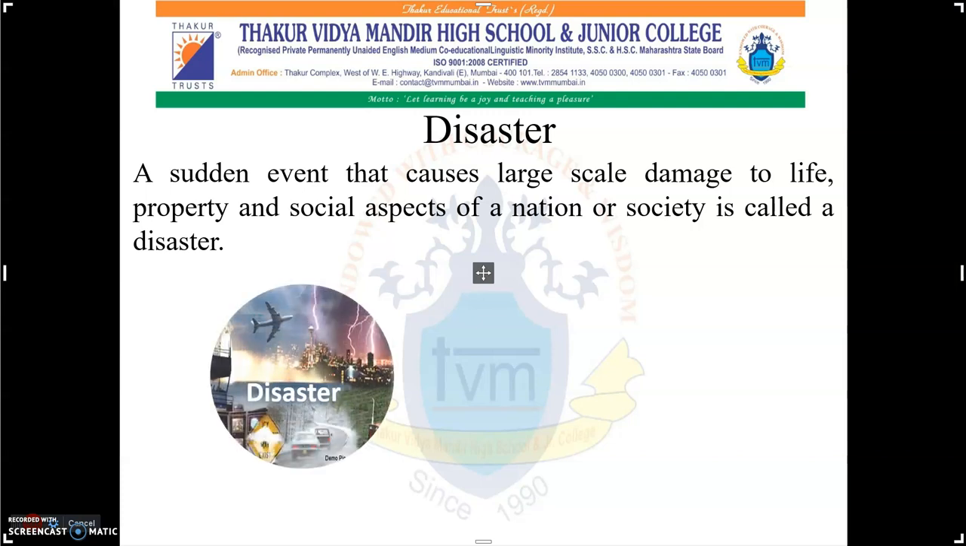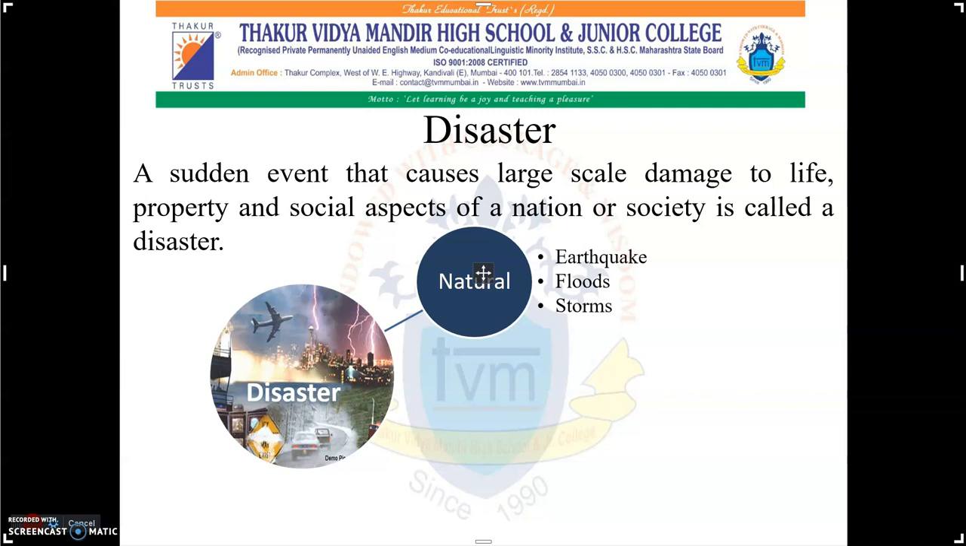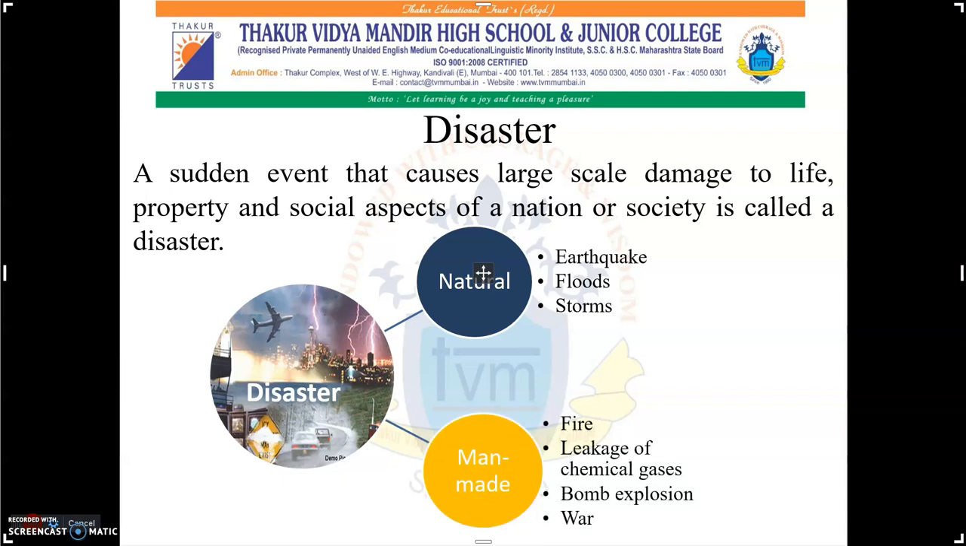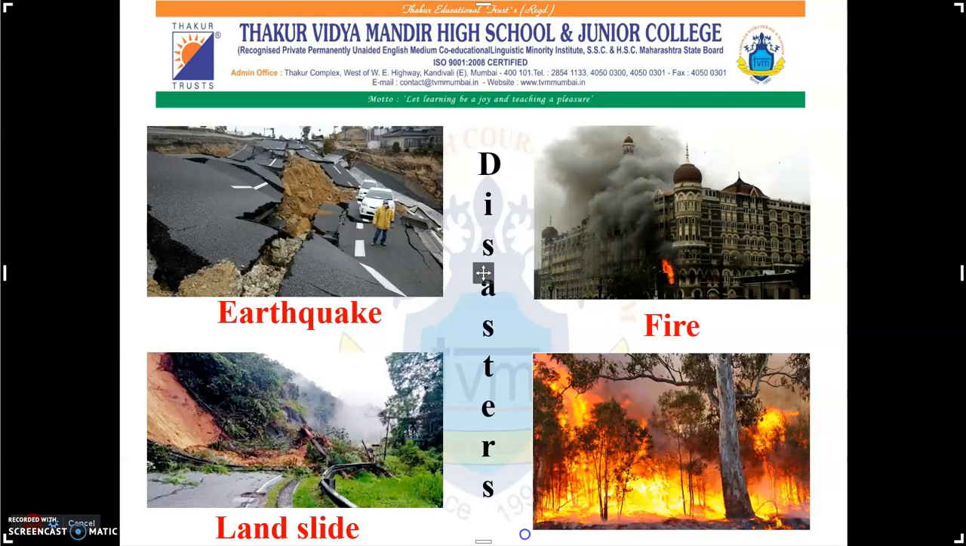Disaster is of two types. Number one is natural. Examples of natural disasters are earthquake, floods, and storms. The second type of disaster is man-made disaster. And examples of man-made disasters are fire, leakage of chemical gases, bomb explosion, and war. Disasters that you are going to study in this chapter are earthquake, landslide, and fire. Today, we are going to start with earthquake.